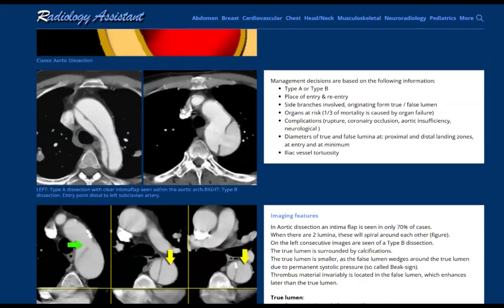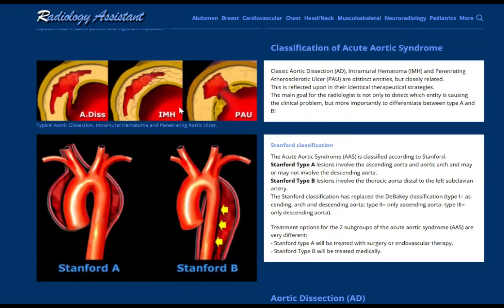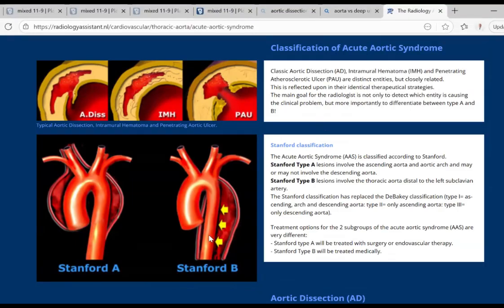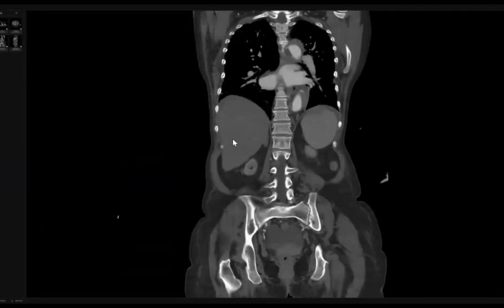This is very easy. The intramural hematoma is an entry of blood without exit. The dissection must have entry and exit of blood to be a patent lumen that can allow contrast flow. Is it clear for all of you, my colleagues? Yes, sir. This is very important.